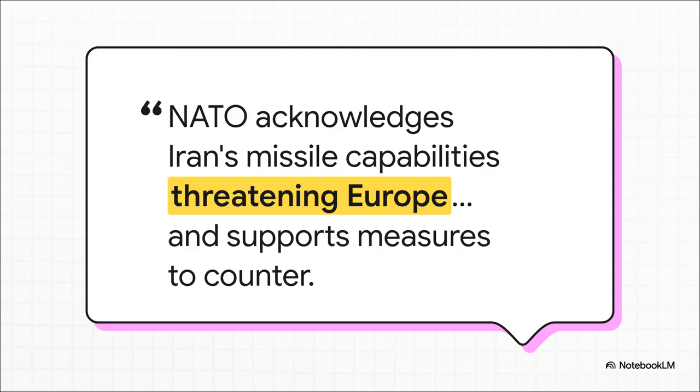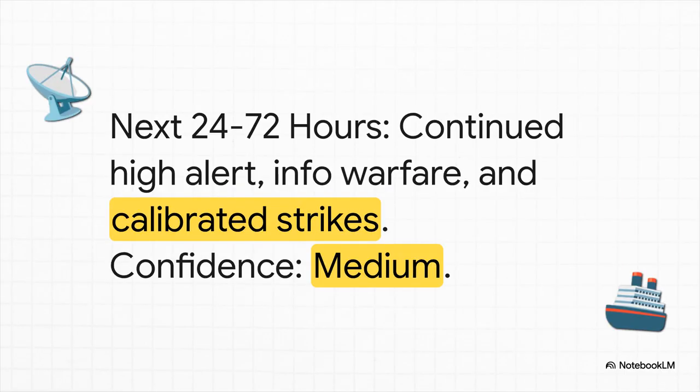And that international dimension is becoming more and more critical. For instance, a recent statement from NATO's Secretary General acknowledged the alliance is investigating Iran's missile capabilities. With a demonstrated range of up to 4,000 kilometers, those missiles could potentially threaten Europe, raising direct security concerns for the whole alliance. So what does this mean for the immediate future?